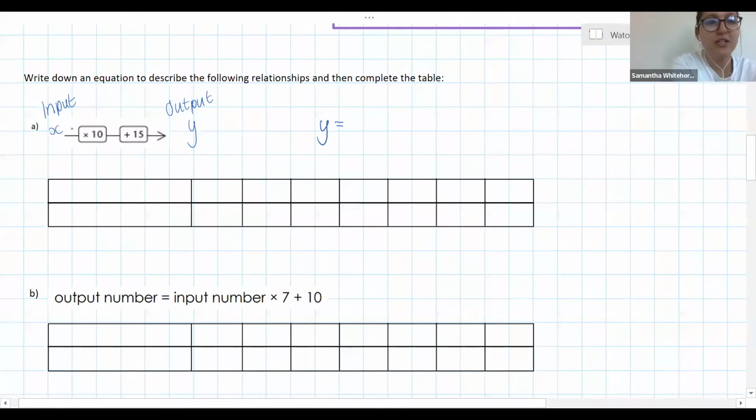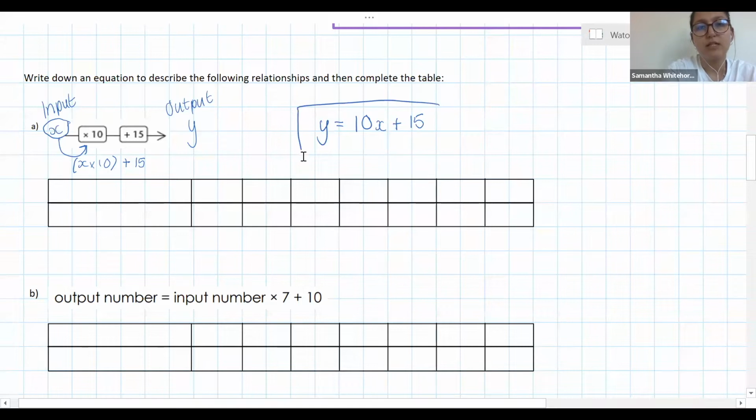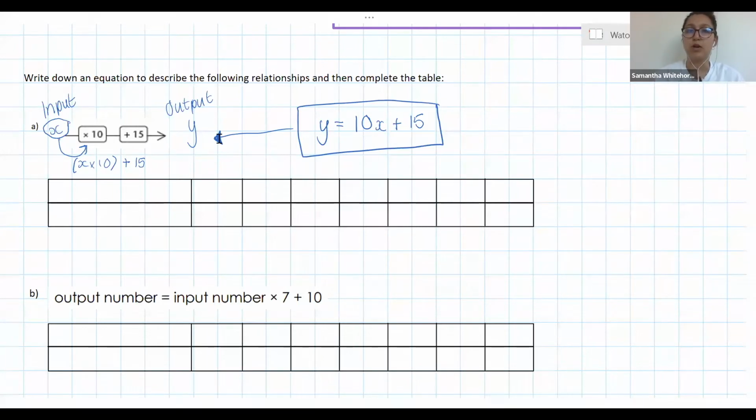Let's have a look. We're going to take our input and times it by 10. If I times x by 10, we know that we get 10x. That is 10 times x, or x times 10, it doesn't really matter. Then I need to take that product and add 15 to it. So I'm going to plus 15. And so what I've got is an equation that describes the flow diagram. Now, we need to be comfortable with equations, because this is the foundation on which we build our graph knowledge.